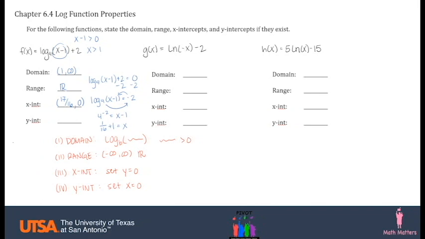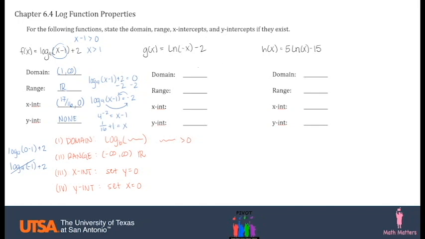And then our y-intercept we can find by setting x equal to 0. So we have log base 4 of 0 minus 1, plus 2. This comes out to be log base 4 of negative 1, which is undefined. So this does not have a y-intercept, and that's okay. That just means it never crosses the y-axis.